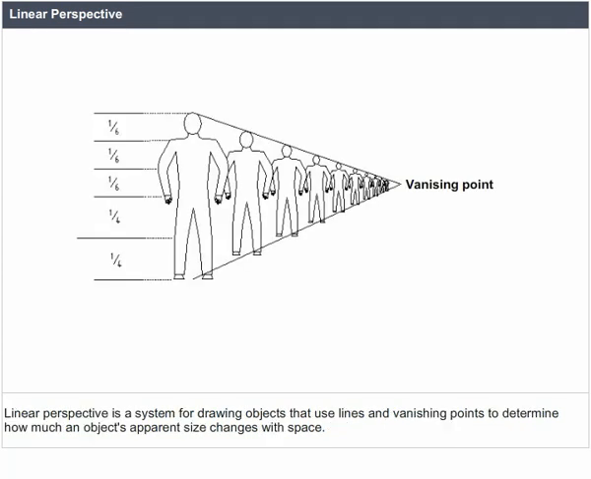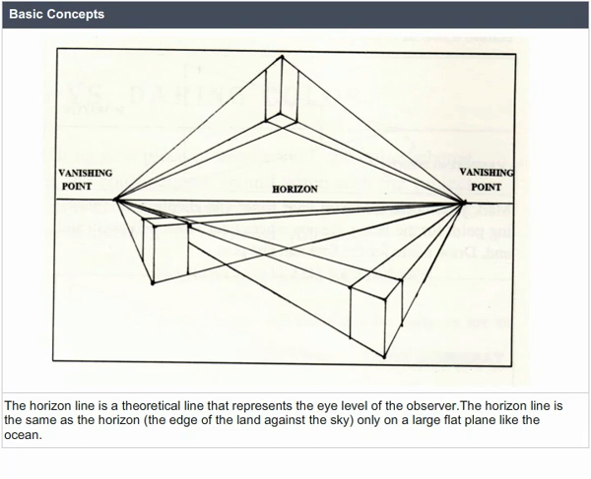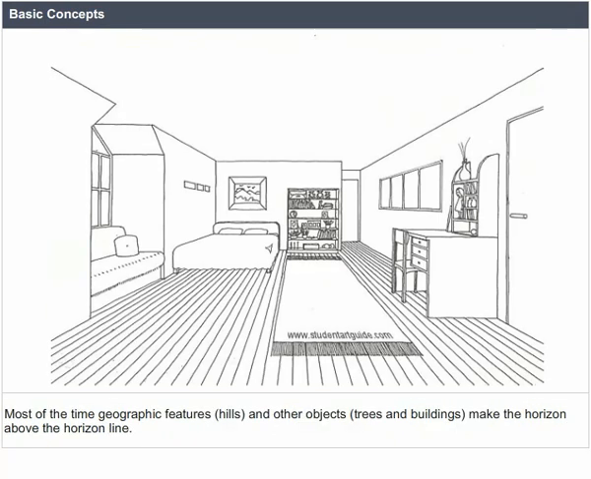Linear perspective is a system for drawing objects that uses lines and vanishing points to determine how much an object's apparent size changes with space. Basic concepts. The horizon line is a theoretical line that represents the eye level of the observer. The horizon line is the same as the horizon, the edge of the land against the sky, only on a large flat plane like the ocean. Most of the time, geographic features, hills and other objects, trees and buildings make the horizon appear above the horizon line.